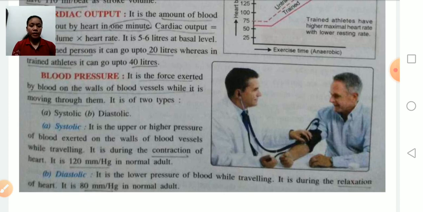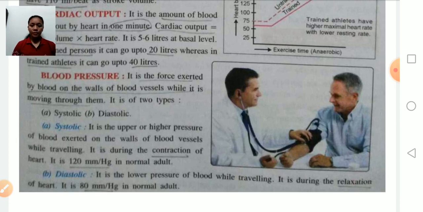And diastolic means lower pressure, the lower pressure of blood while traveling. It is during relaxation of the heart, and it is about 80 mmHg in a normal adult. Okay, what is blood pressure? It is the pressure exerted by the blood on the wall of the blood vessel while it moves through them.